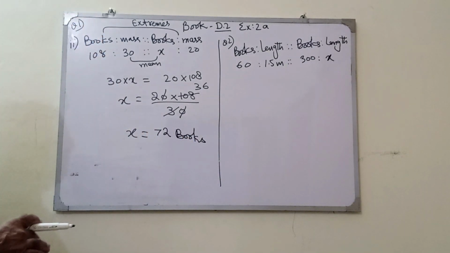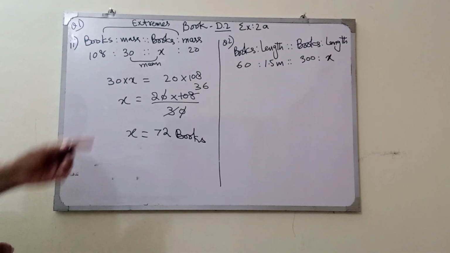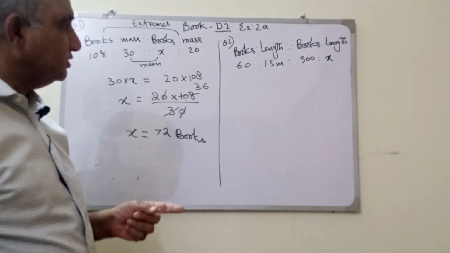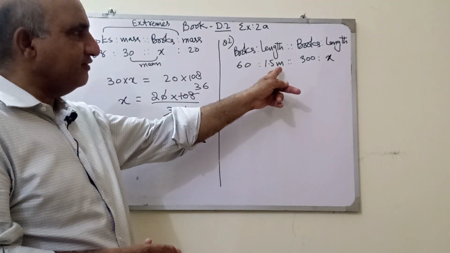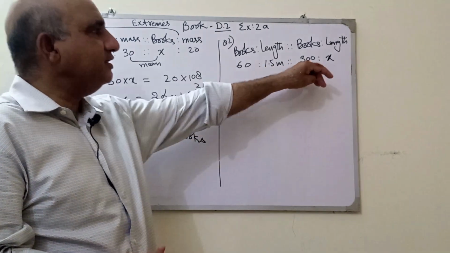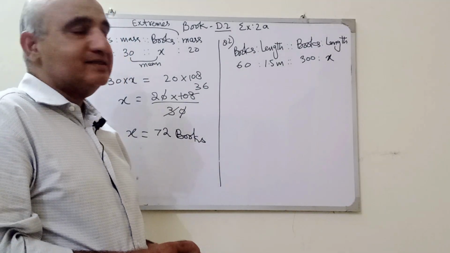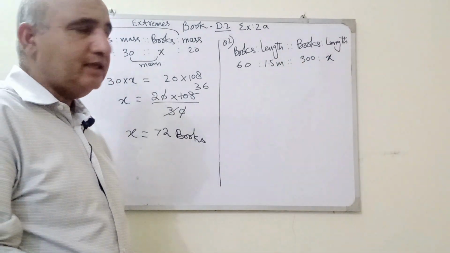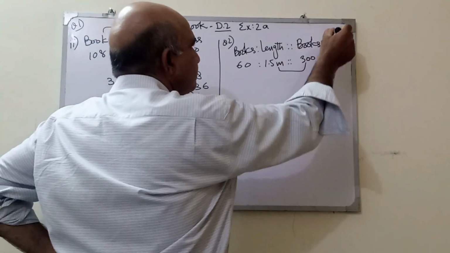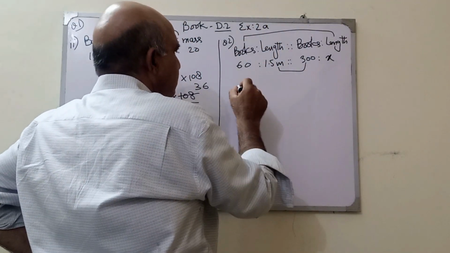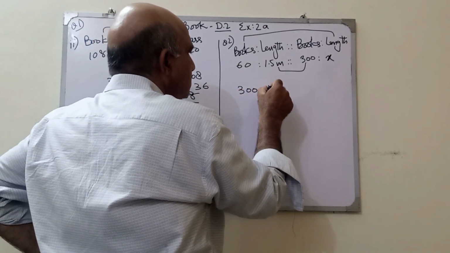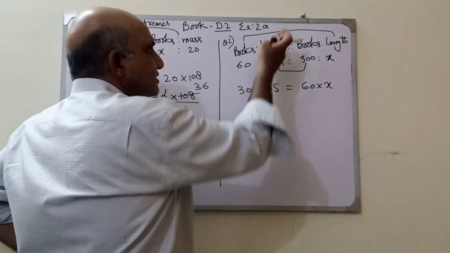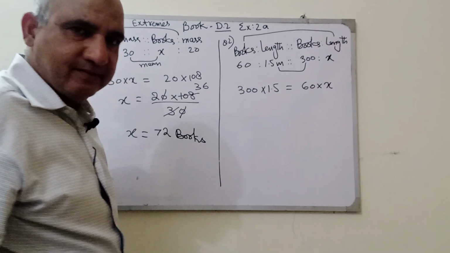Now I'm going to solve question number 2. He is again saying that 60 books cover a length of 1.5 meter. He is saying that if there are 300 books, how much space do these 300 books cover? Again, we will apply the same formula here, right? So here we write 300 into 1.5 is equal to 60 into X. Same extremes and means, right?